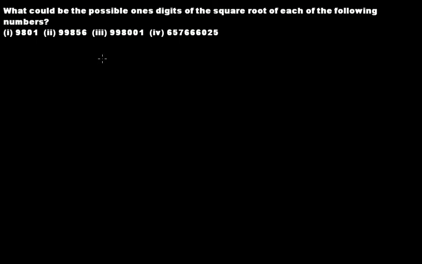We have some problems here related to square roots, and the first problem says: what could be the possible digits of the square root of each of the following numbers. So we have been given some numbers here, and according to the question these numbers are perfect squares or square numbers. Now it's asking that if you find the square roots of these square numbers, then what are the possible digits at the units place in each of the following square roots.